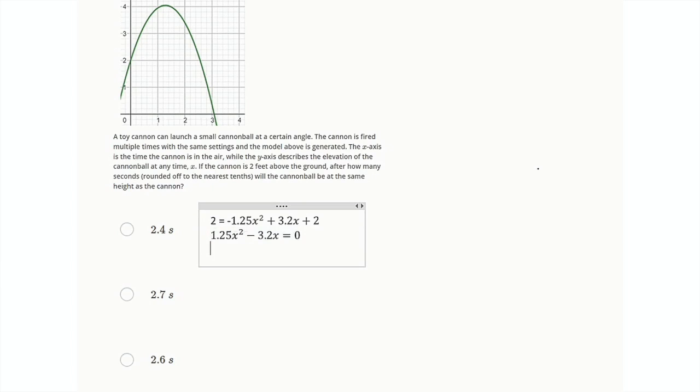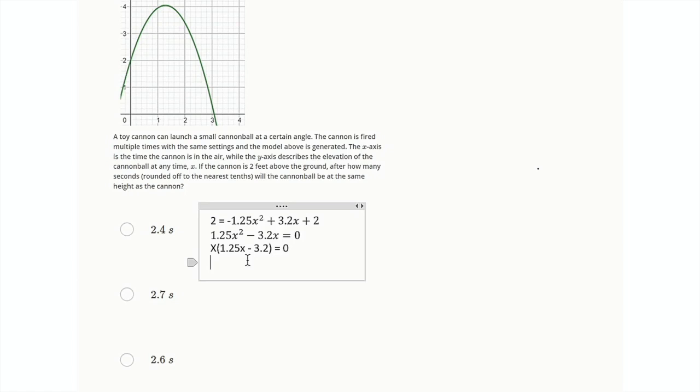Okay, now what do we do? Well, we can factor this on the left, so I'm going to factor out an x. We'll get x times 1.25x minus 3.2 equals 0 now. Okay, so what that means is either x equals 0, which is true because at x equals 0, y is 2, but we already knew that because it was the starting place, or this equals 0.